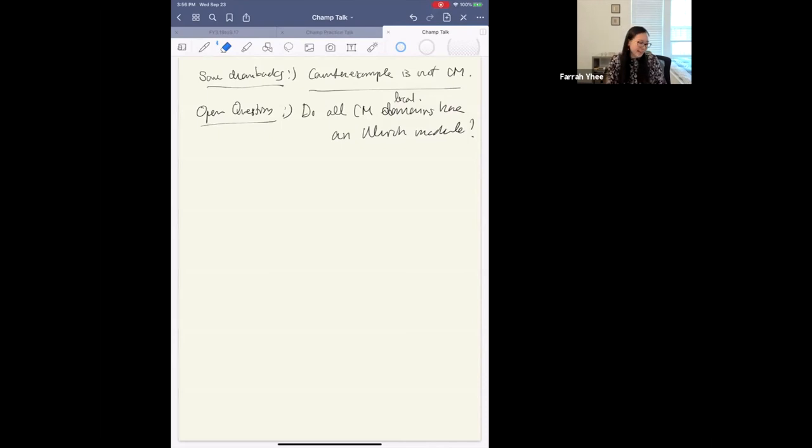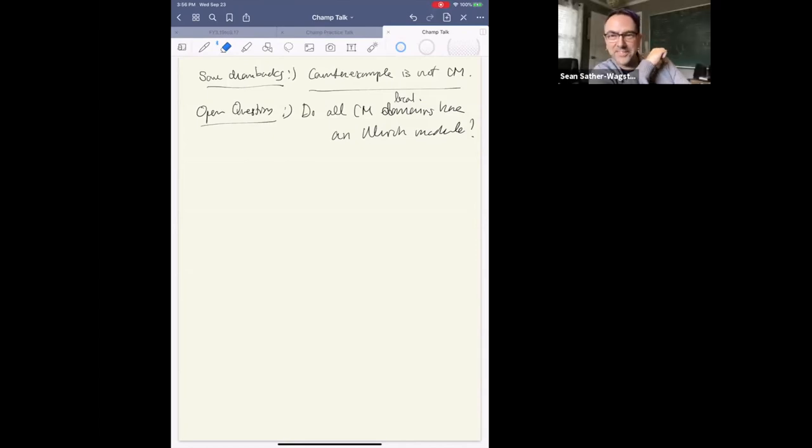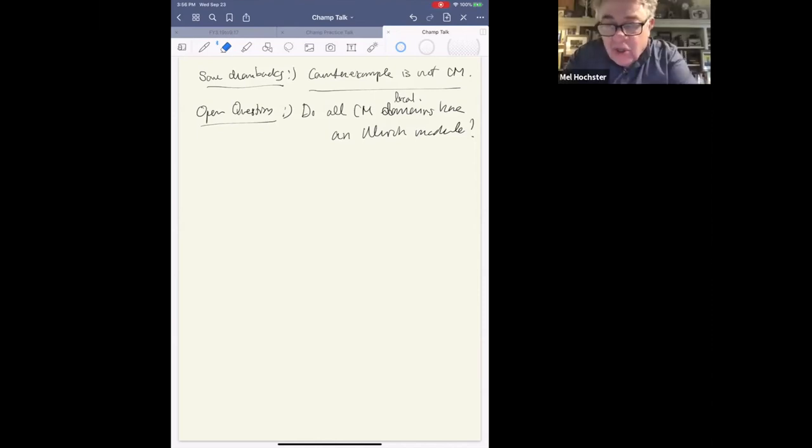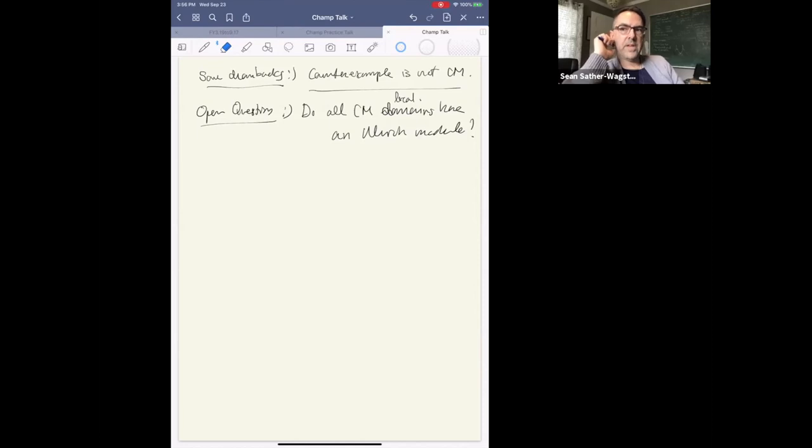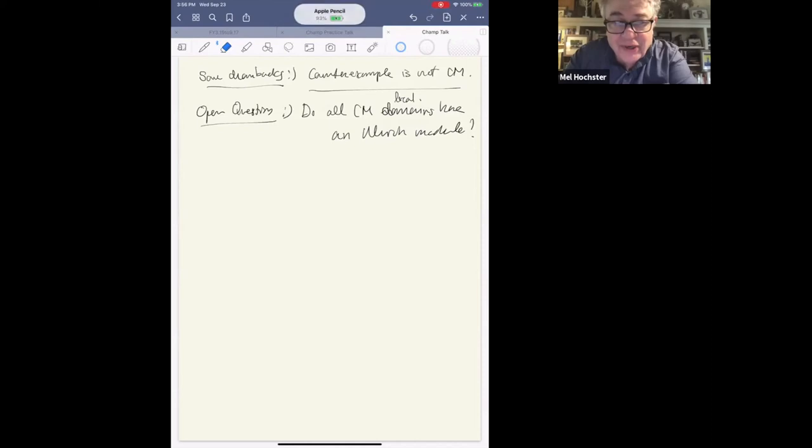So I don't think this would point too much towards understanding MCM modules, but maybe if Mel was in the room. I don't think it's going to give a counterexample to MCM modules, but Farrah is trying some things where, starting with her counterexample, it suggests Cohen-Macaulay things to look at where there might not be an Ulrich module. Nice. But I don't want to go into more detail about that. That's a very clever thing she does.